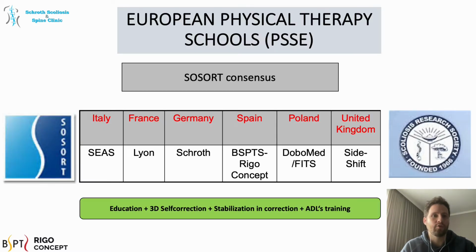There are several schools that are recognized by the SOSORT Scientific Society as scoliosis-specific or kyphosis-specific exercises, and here you have some examples. We have the SIAS method from Italy, Lyon from France, Schroth from Germany, Barcelona Scoliosis Physical Therapy School, Rigo Concept from Spain. This is the part that we're going to speak about a little bit later. Dobomed and Fitz from Poland, and Sideshift from the United Kingdom. All of them should be based on self-correction, education of the patient, stabilization in correction, and activities of daily living training.